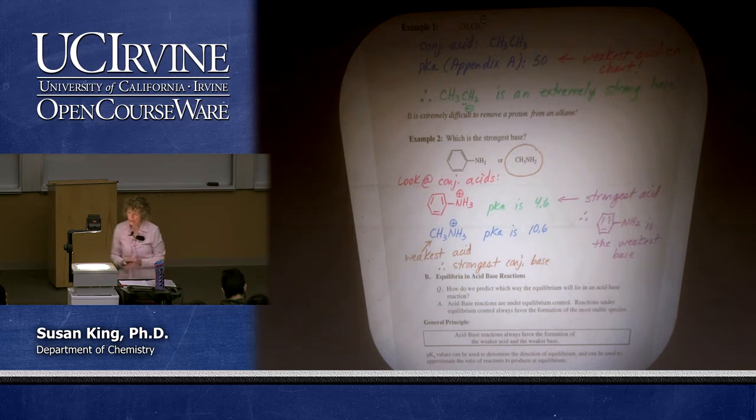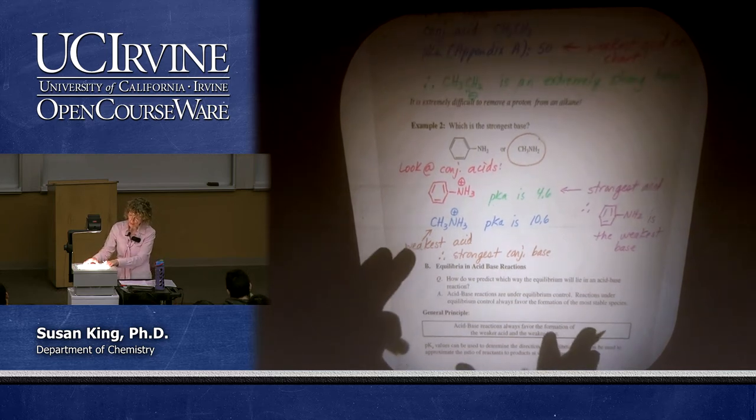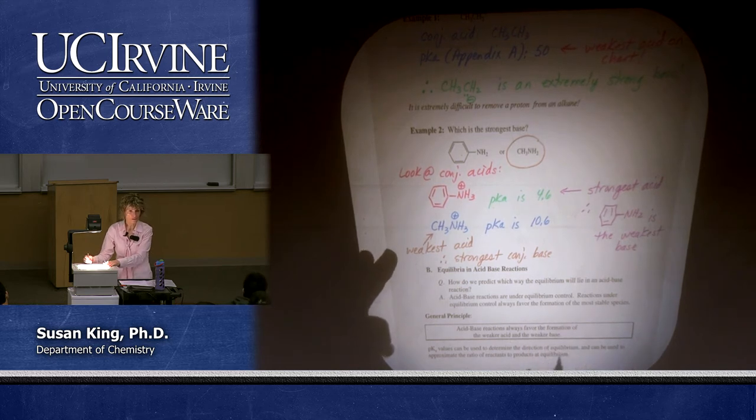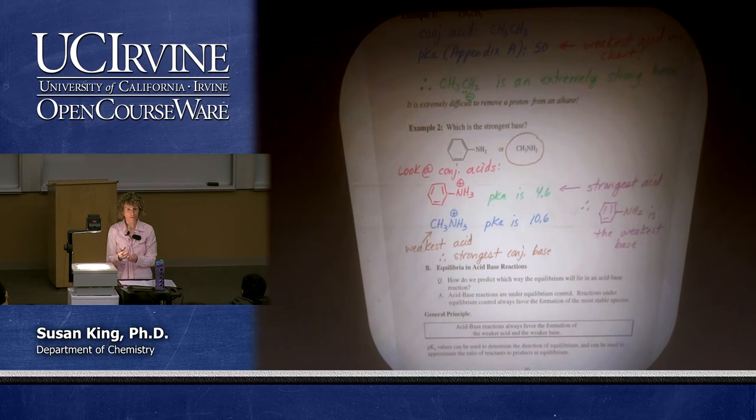All right, let's look at equilibrium acid-base reactions. How do we predict which way the equilibrium is going to lie in an acid-base reaction? Acid-base reactions always are under equilibrium control. Reactions under equilibrium control always favor the formation of the most stable species. So most stable would be the weakest acid and the weakest base, and the equilibrium is always going to be favored toward the weakest acid and the weakest base. So that's our general principle here.